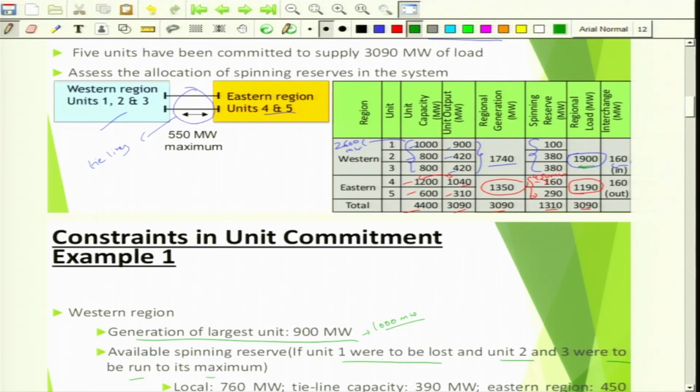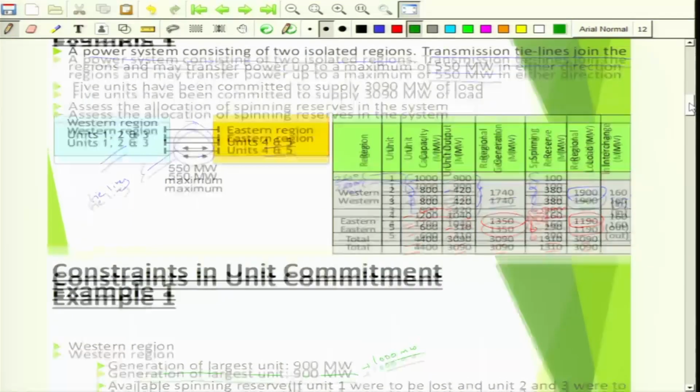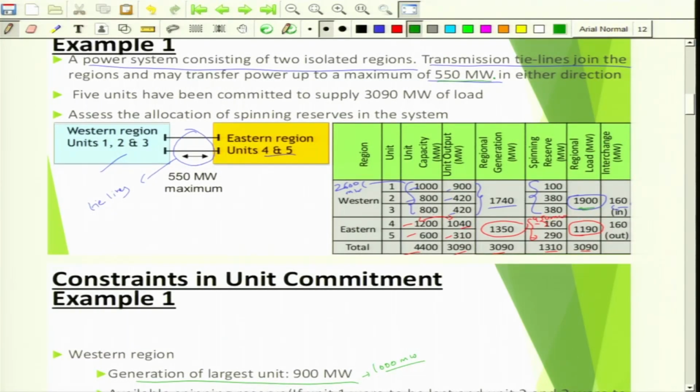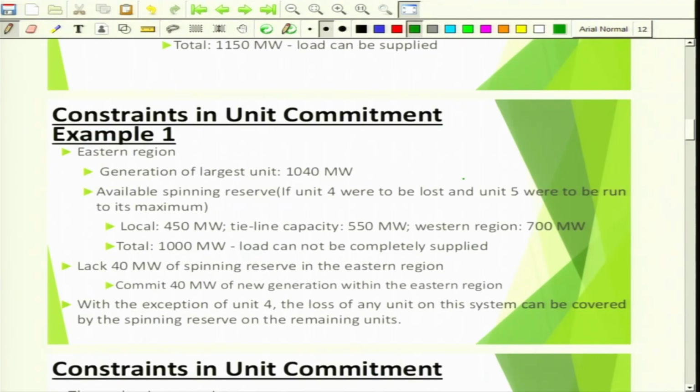What is the capacity of the tie line? This is 550 megawatt. So the load requirement is just 300 megawatt in addition, that can be easily met. Now let us speak about the eastern region.